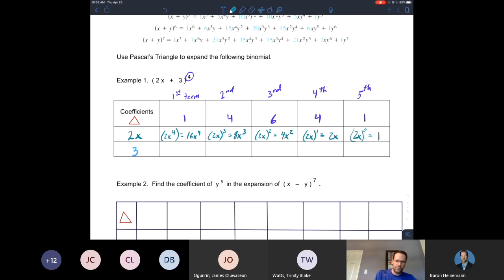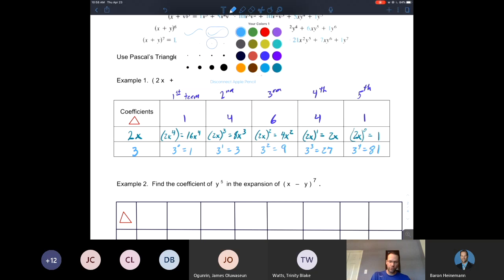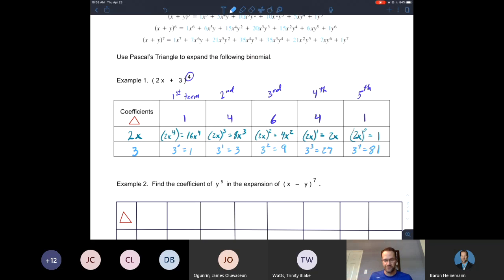Now we do the same thing with the 3, except this time we increase. We start at 0 and go up to 4. So it's 3 to the 0, which is 1, 3 to the first, which is 3, 3 squared, which is 9, 3 cubed, which is 27, and then 3 to the fourth, which is 81. Now to find each individual term, we will multiply vertically.